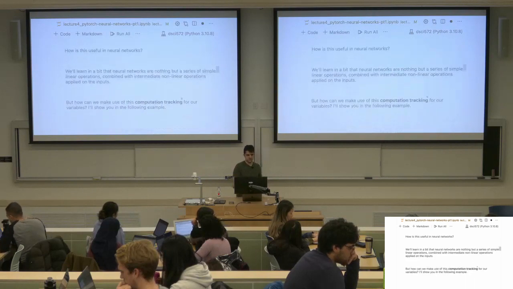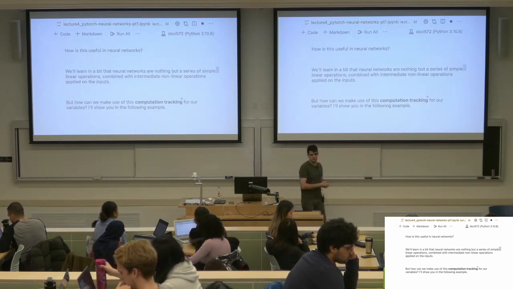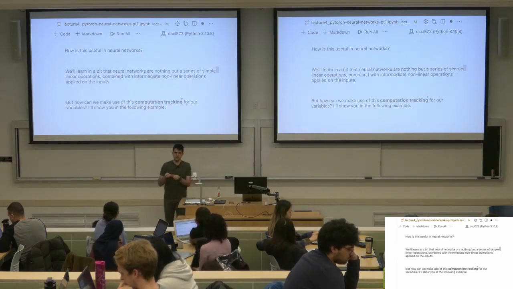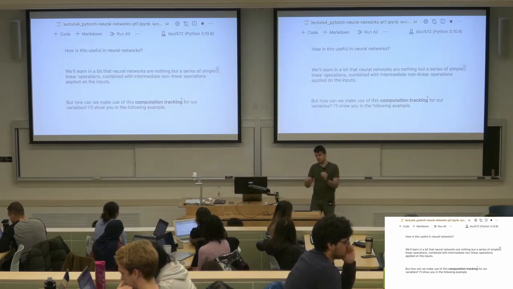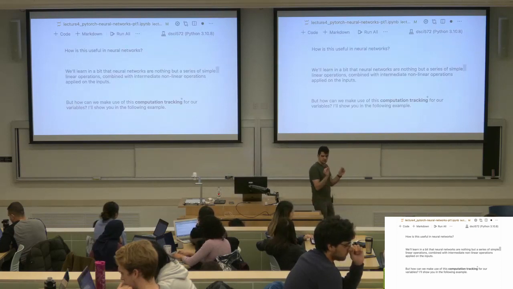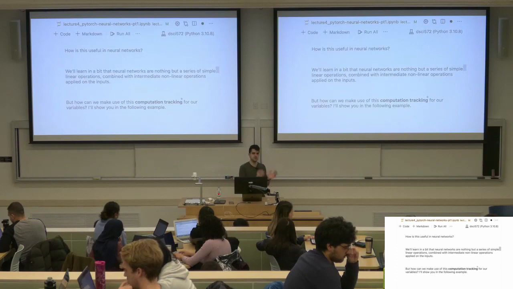So how is this useful in neural networks? We'll learn in a bit that neural networks are nothing but a series of simple linear operations combined with some nonlinearities. Because these are the building blocks of neural networks and they usually don't change, we know the derivatives of those smaller components. No matter how large your model is, you can always compute the derivative exactly using the chain rule.